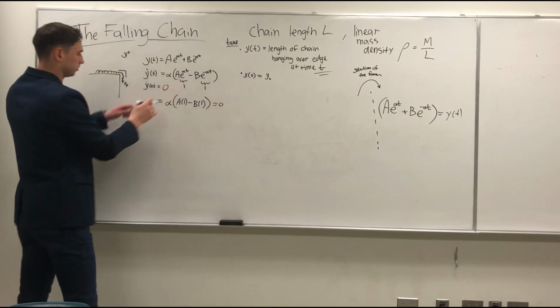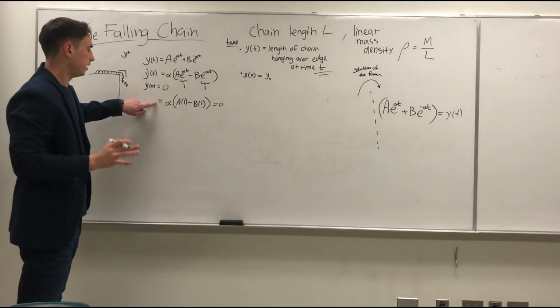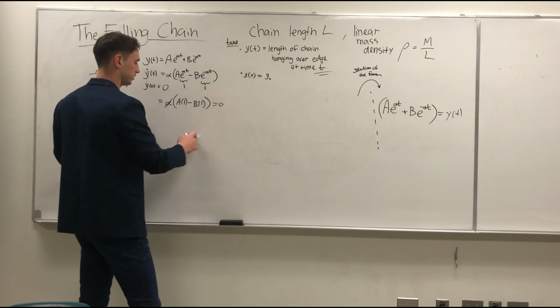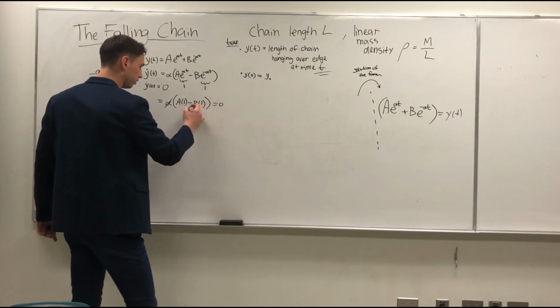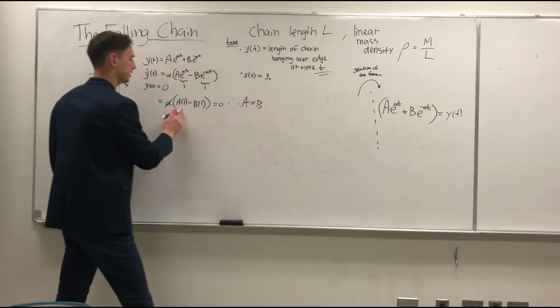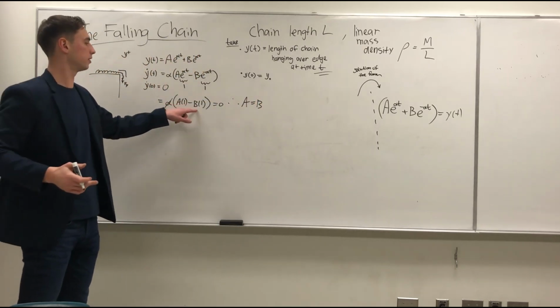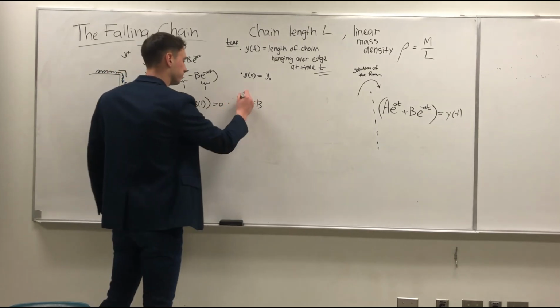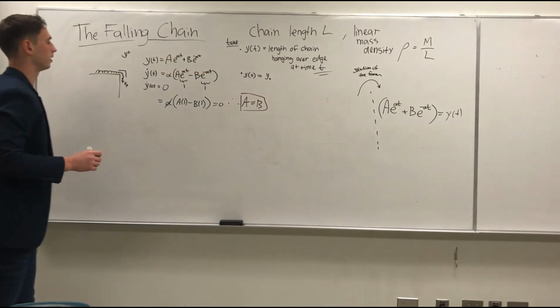Anyway, we divide both sides by alpha. 0 divided by alpha is 0. From this, a equals b, right? Because a times 1 is a, minus b times 1 is b. You move the b over to this side, you get a equals b. This is a very important relationship that we're going to use right away.